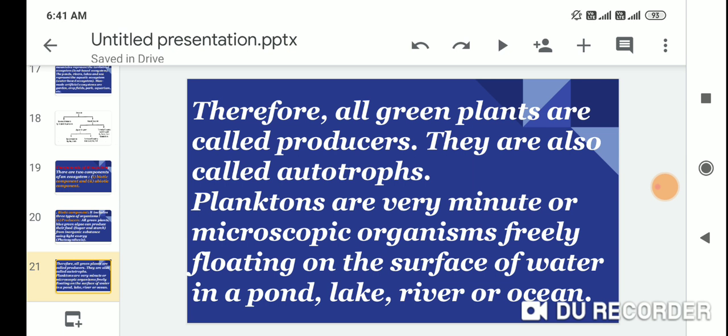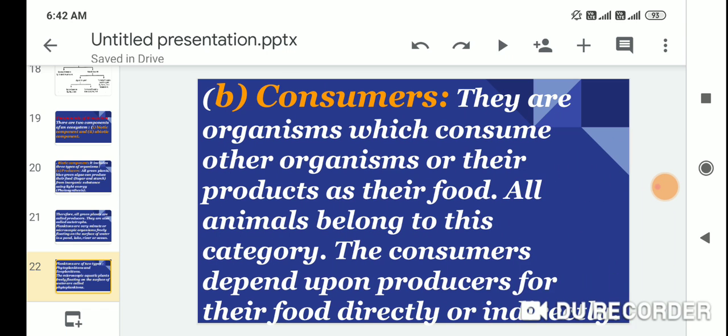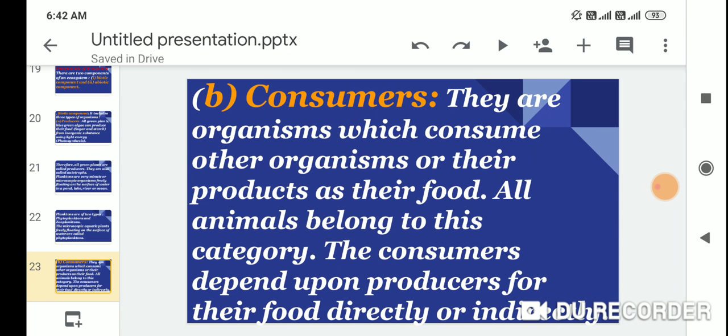Planktons are very minute or microscopic organisms freely floating on the surface of water in the pond, lake, river, or ocean. Planktons are of two types: phytoplanktons and zooplanktons. The microscopic aquatic plants freely floating on the surface of water are called phytoplanktons.